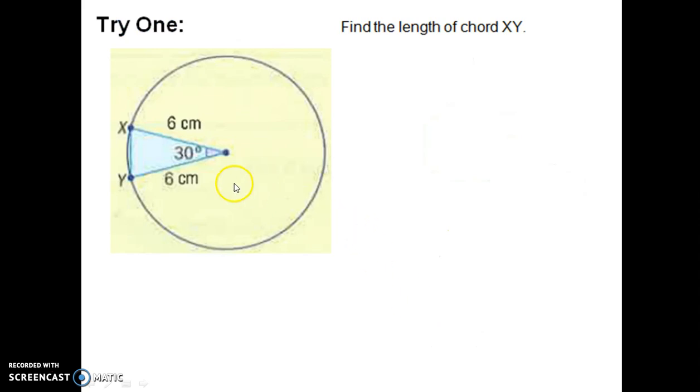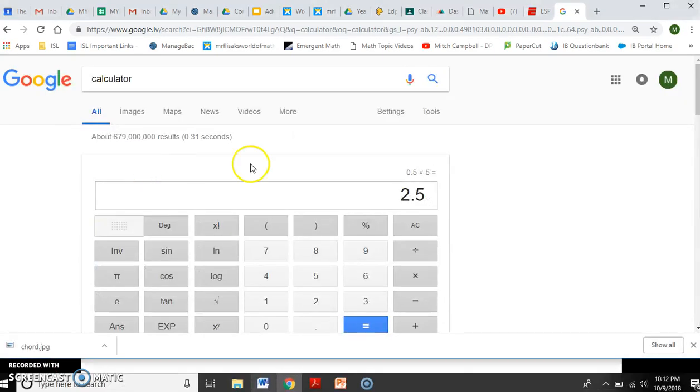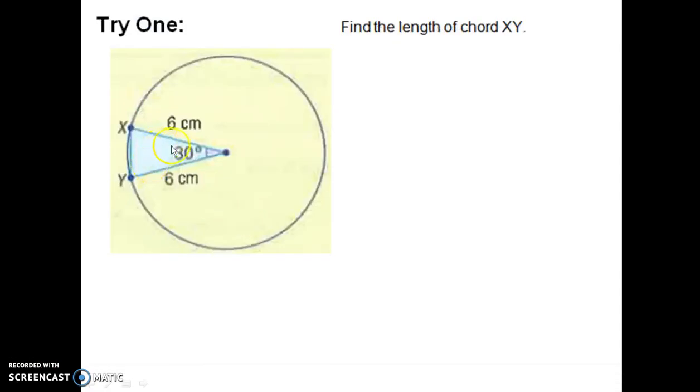Now I want you to try this one and let's see if you can find the length of chord xy. Follow the same steps. Use your Google calculator if you need to find the sine value, and let's see what you get.